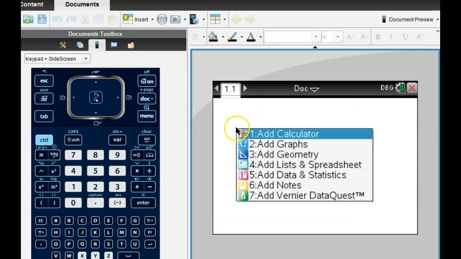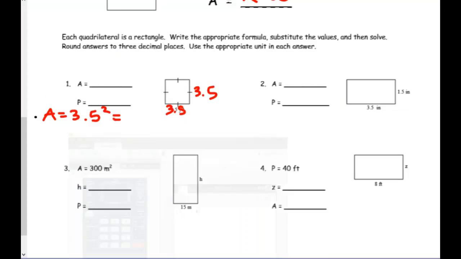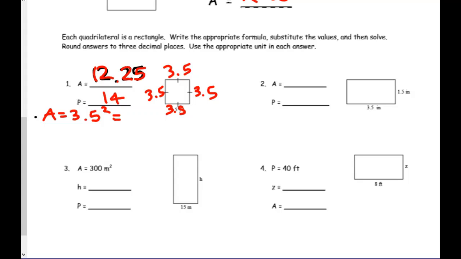Let's do this. All right, 3.5 squared. 12.25. All right, very good. Sorry, that was taking too long. 12.25. Okay. Now, perimeter, if I got 3.5 on all 4 sides, I'm going to add it up. 3.5 plus 3.5 plus 3.5 plus 3.5. Or you just do 3.5 times 4. And you should get what? 14. So again, for the perimeter, I did 3.5 times 4, and I got 14.